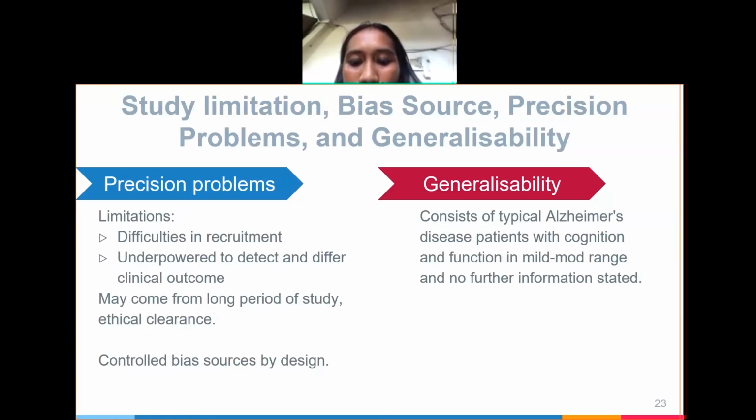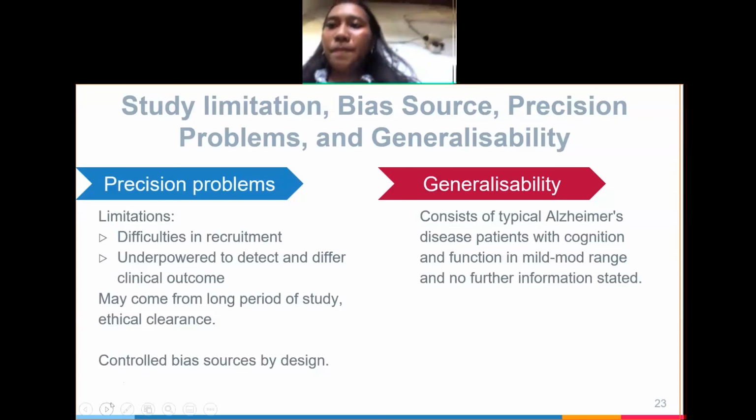And the next, the generalizability of a study is the applicability of the result to other circumstances that differ from the participants of the study. The study states that the sample used in the study consists of a typical group of Alzheimer's disease patients with a combination of function in the mild to moderate range. There is no further information stated in the published report regarding the generalizability.